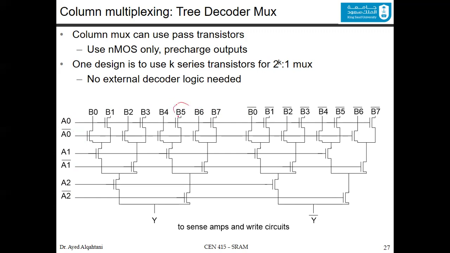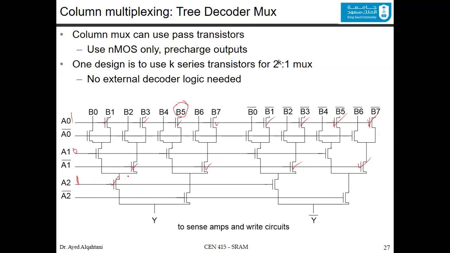For example, let's pick one of them, so B5. The 5 in binary is 1, 0, 1, meaning that this one will be chosen. So we will choose these 4. And for this one, you will also choose these 4. For the 0, meaning that this is off, and this is off, and this one is actually on, and this is on.